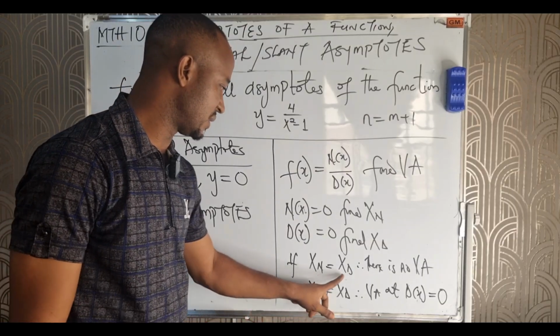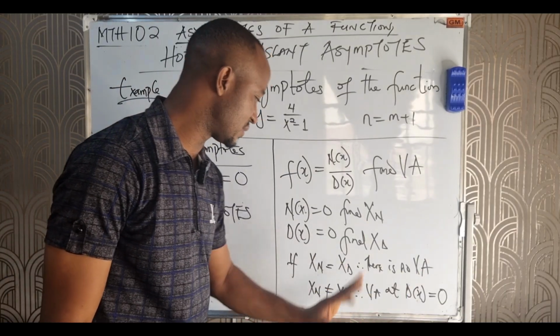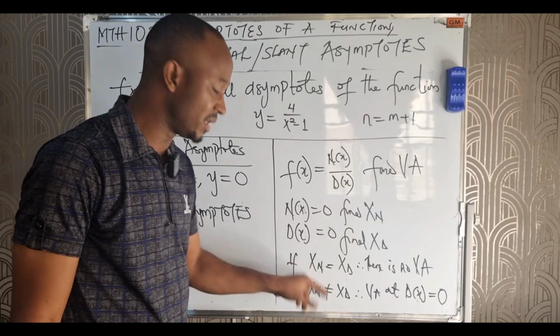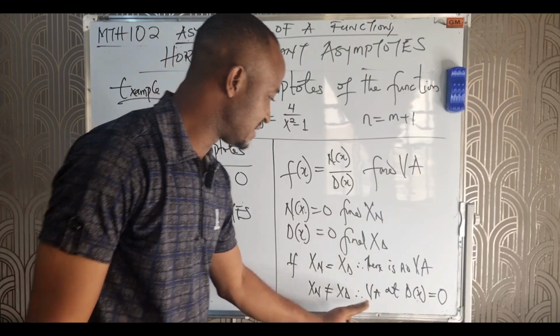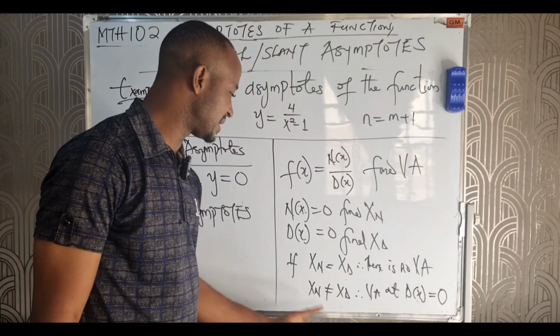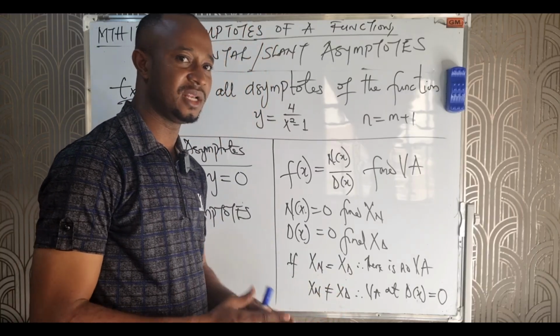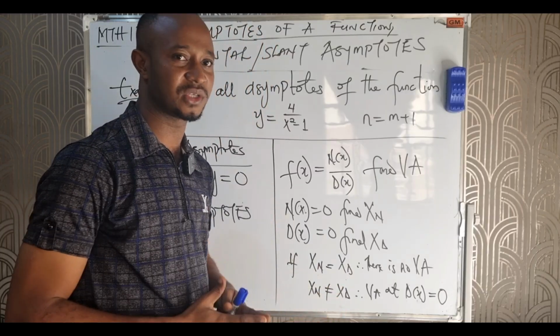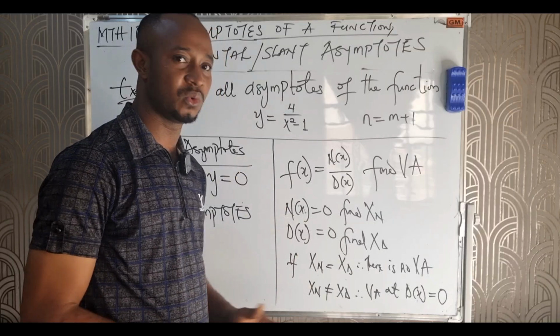If Sn equals SD, there is no vertical asymptote. But if Sn is not equal to SD, we say there's a vertical asymptote at DS equals 0. Meaning that when we set our DS equals 0, any value of s we have is referred to as our vertical asymptote.